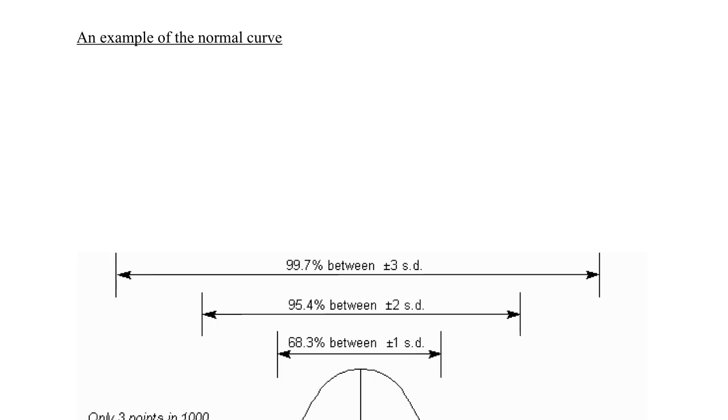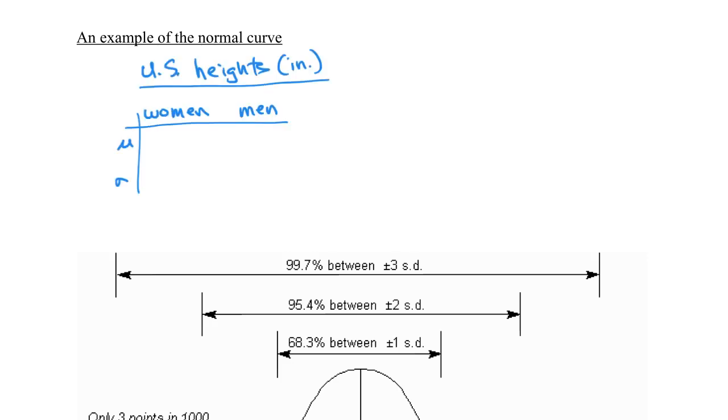So what we'll do now is we'll take our first example of the normal curve. We're going to start with heights, the heights in inches of men and women in the United States. So let's fill this in. What is the mean height of a United States woman? Take a guess. What do you think? If you're thinking around 5'4", pretty good. 63.7 inches. And the standard deviation there is about 2.8 inches.